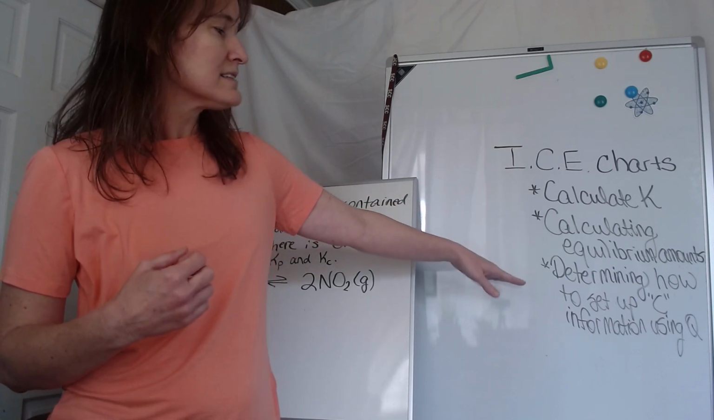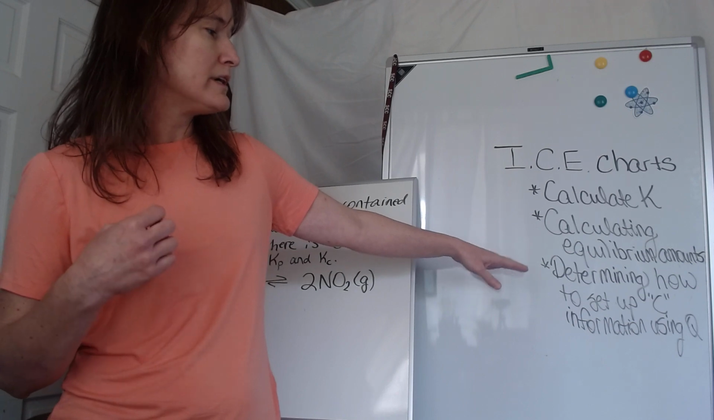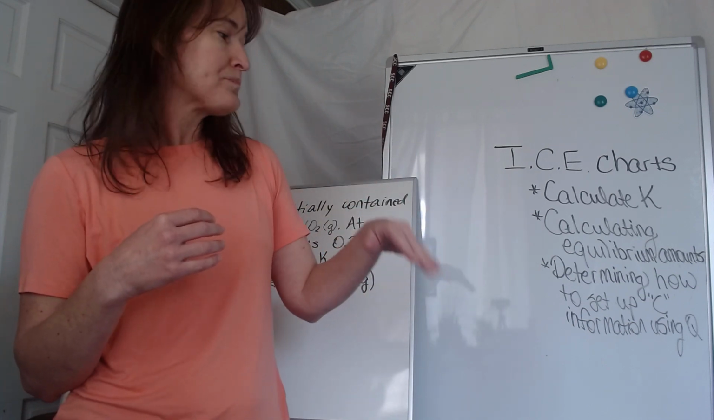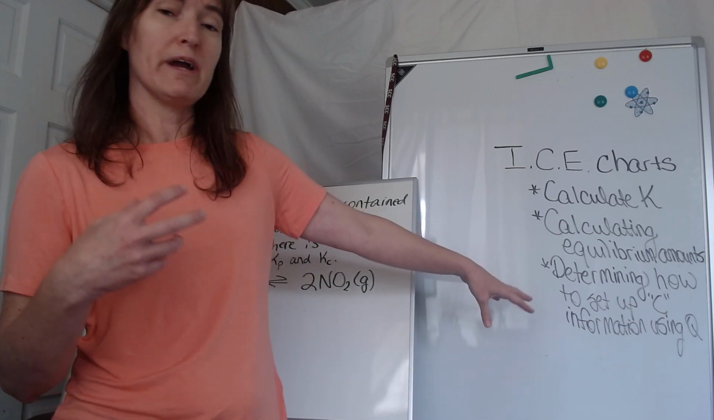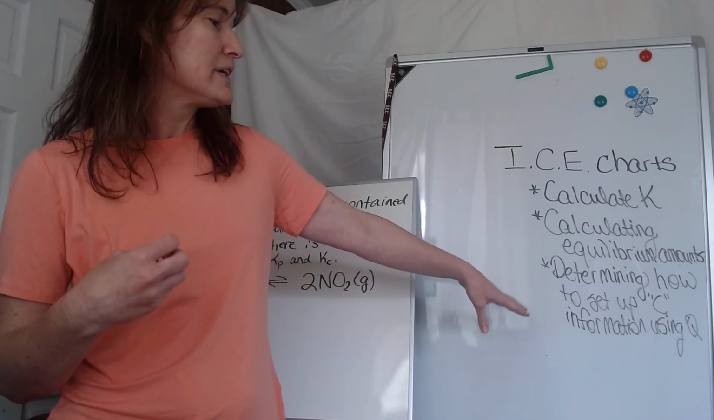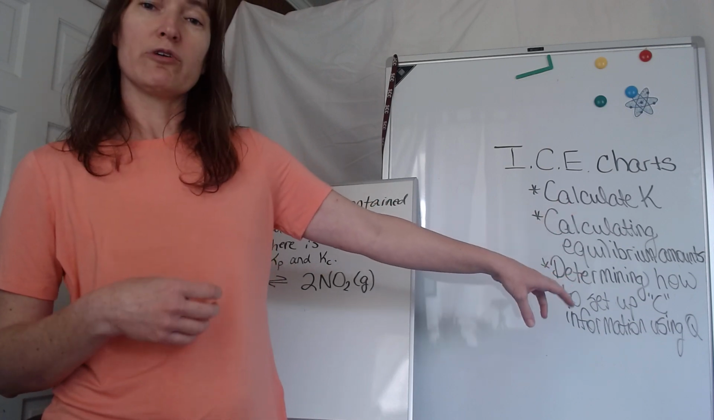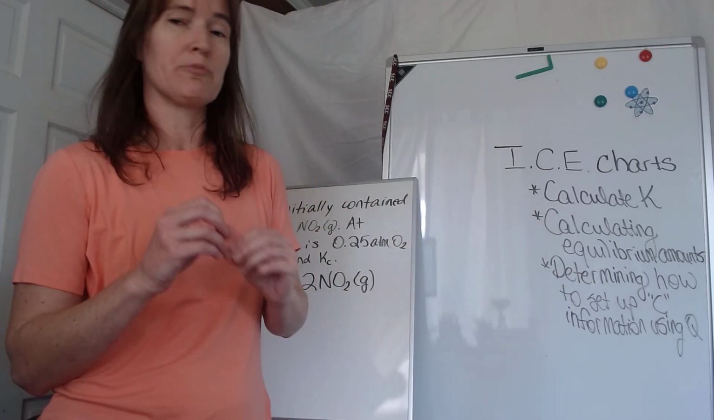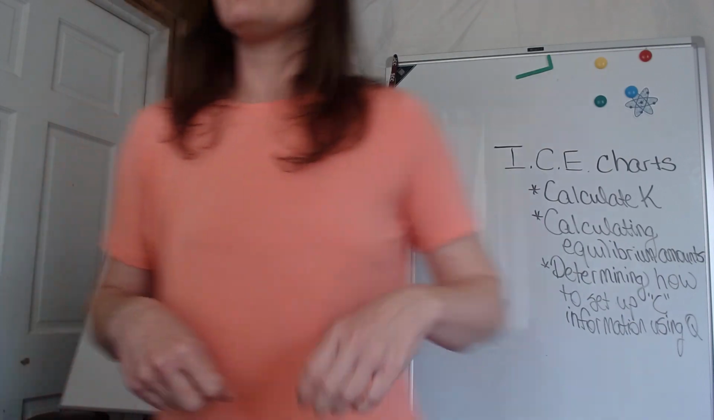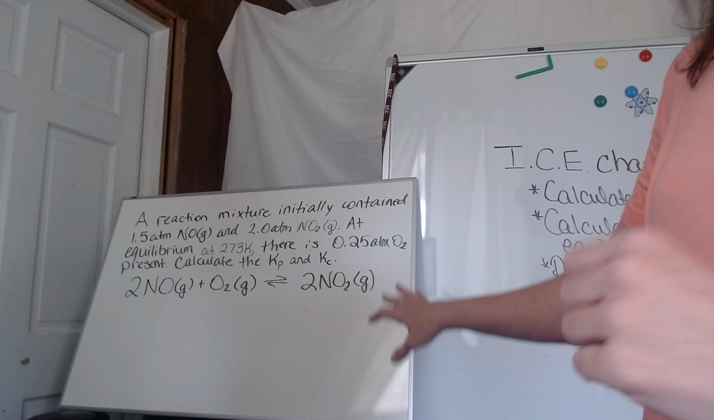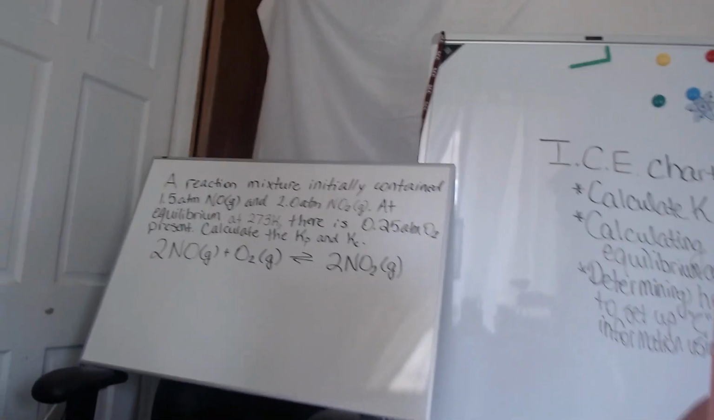And then the last type that we're going to use is we're going to be determining how to set up the C row or the change row using the information that we have and creating something called the reaction quotient that we're going to call Q, and we're going to compare Q to our equilibrium constant. So we are going to start today with this first example, and I've got the example already written down.